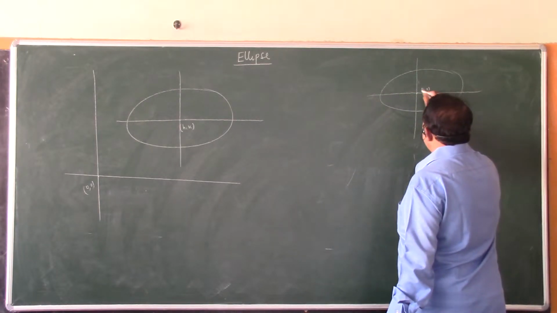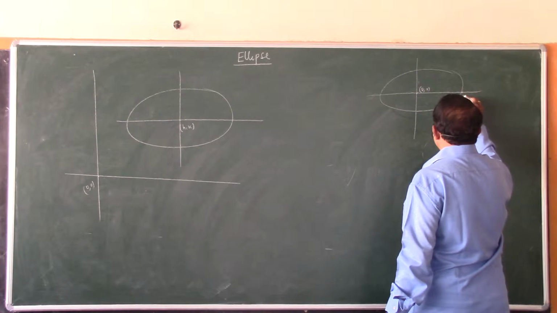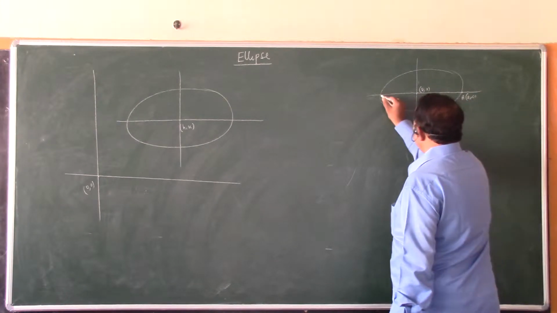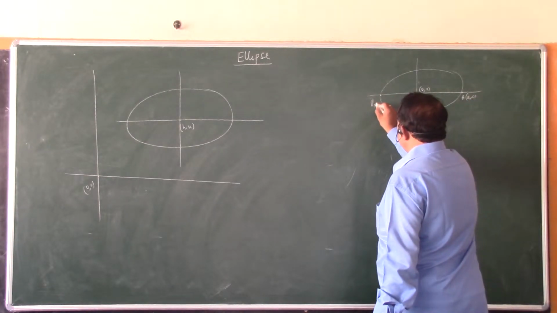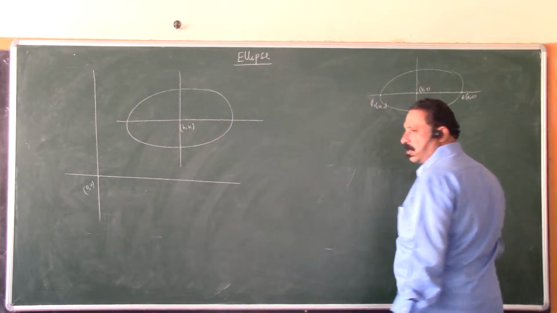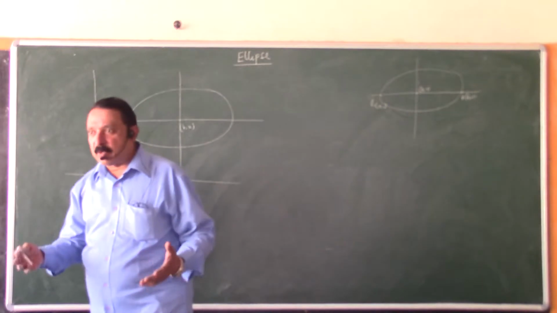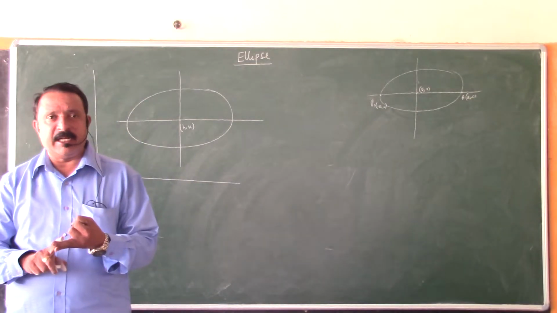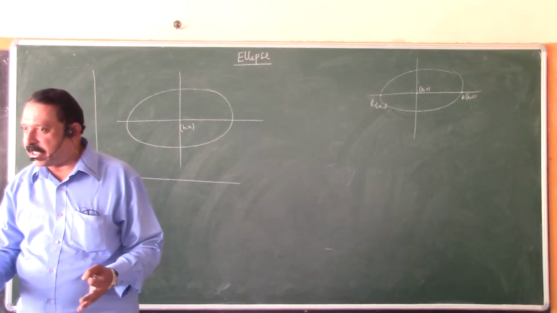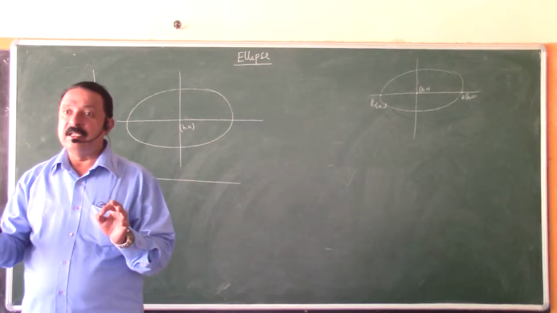This is (0, 0). This is A, that is (a, 0). This is A dash, that is (-a, 0). The length details will not change. All the lengths, whatever I say, length of major axis, length of minor axis, length of latus rectum, won't change. Only the coordinates will change.